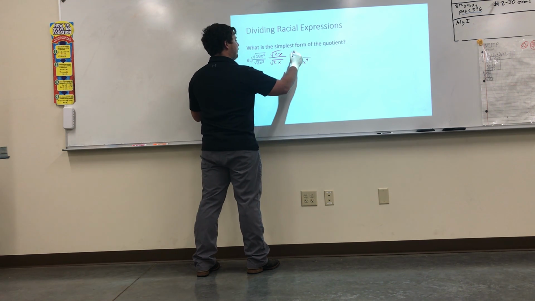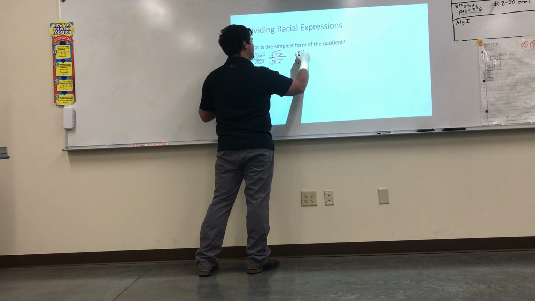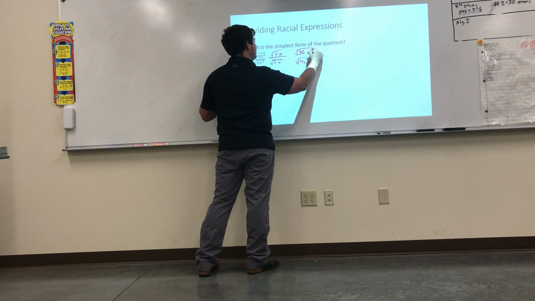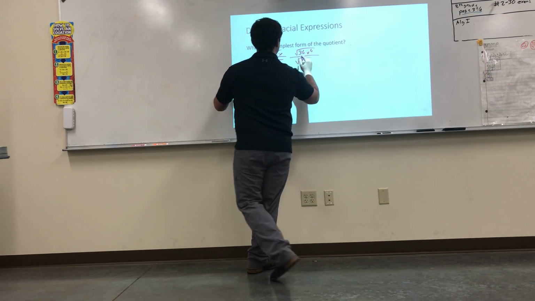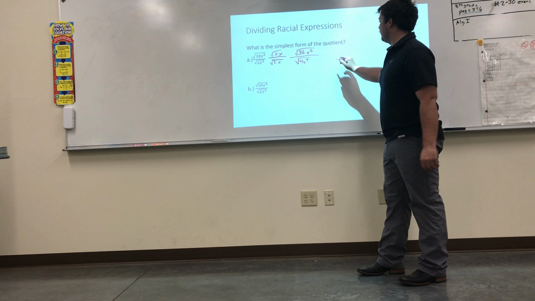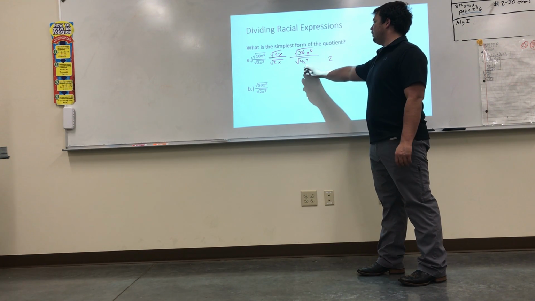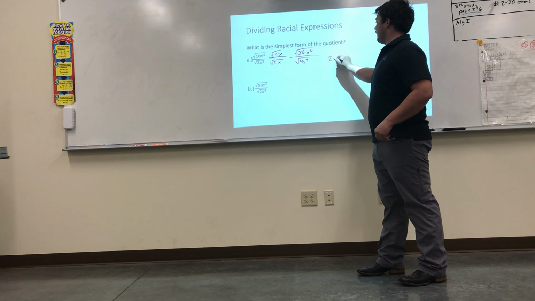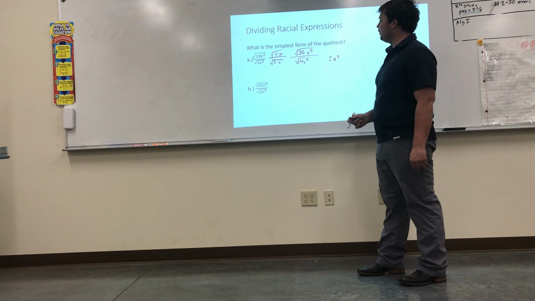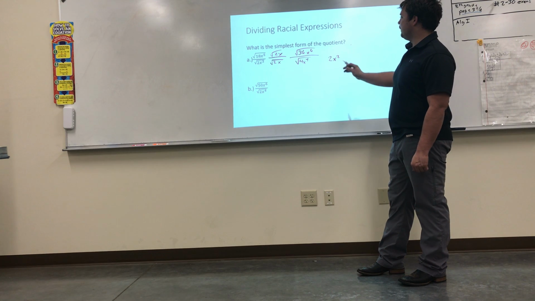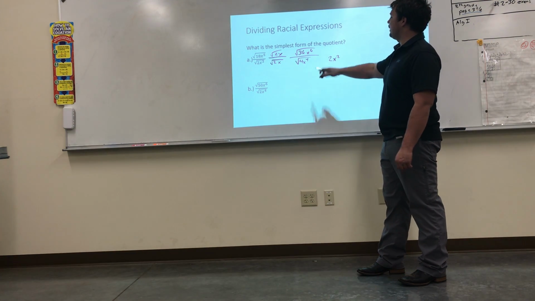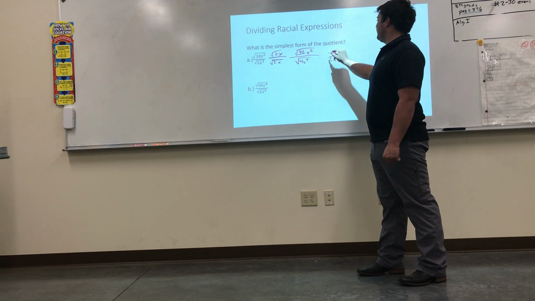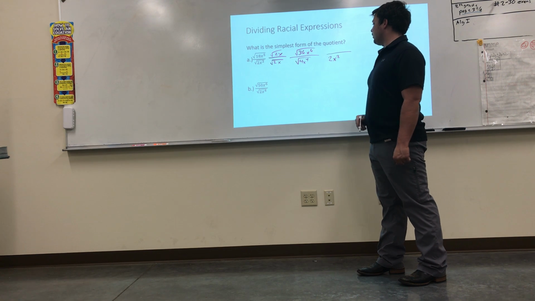Up top, we're going to end up with 36x to the sixth. Take the square root of 4, you're going to get 2. Take the square root of x to the fourth, which should be x to the second, because you'd have 4 over 2 as your fraction, which would just be 2 by simplifying it, which would then get rid of the radical. Top, we're going to do the same thing. Square root of 36 is 6.